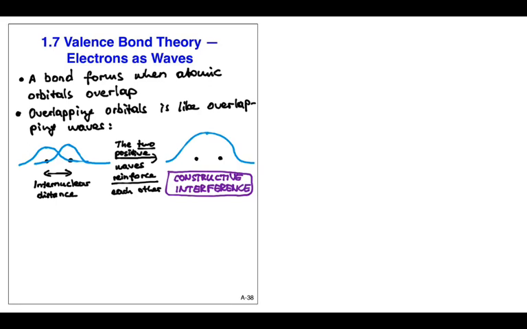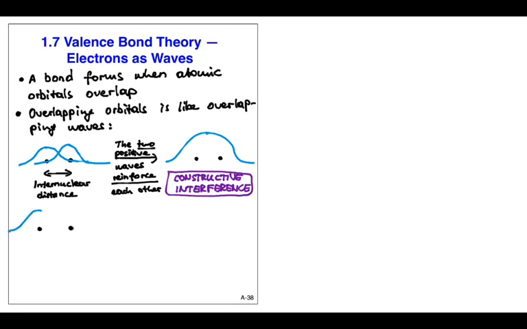That's the same as getting a bond, because you see the amount of electron density in between the 2 atoms is actually higher, and so this additional electron density acts like glue to pull these 2 atoms together. Okay, that's how a bond forms. But now, of course, we can do something similar.